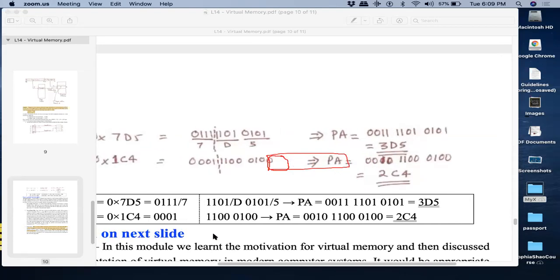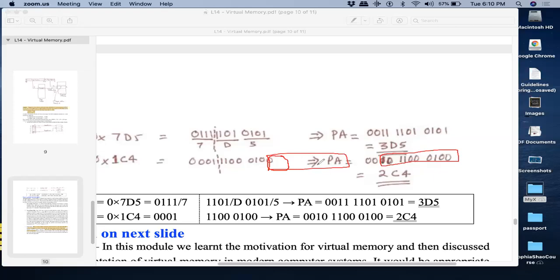Let me annotate. 4, 8, 10. And the question talks about that. You have 10 bits of physical address and 11 bits of virtual address. So this is the 10 bits. And to decode it into hexadecimal, you append 2 more zeros and you decode it as 2C4.